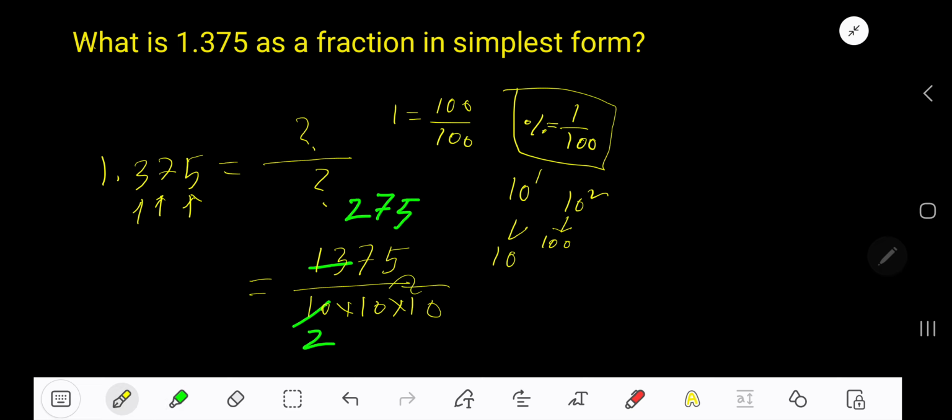Again, this is divisible by 5, this is divisible by 5. You will get 2, and you will get what? 5 goes into 27, 5 times 5, 25. Subtract, 2, 5 goes into 55, you will get 11. Again, this is divisible by 5, this is divisible by 5. You will get 2, and you will get 11.